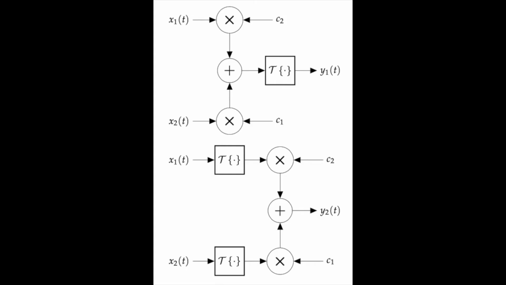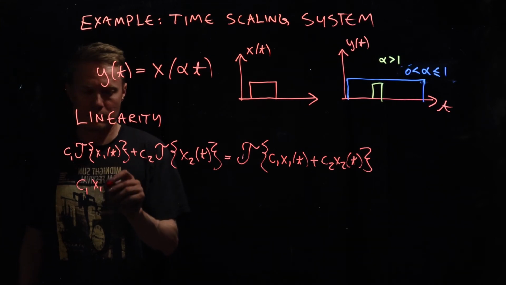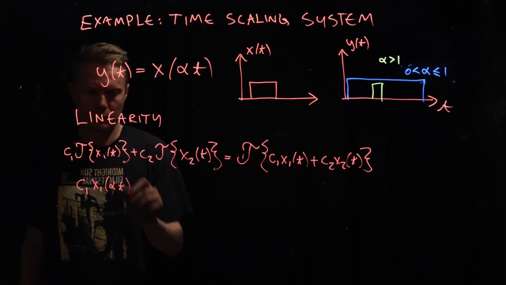Here's the test of linearity in diagram form. Essentially this means that the top diagram and the bottom diagram need to be equivalent. For any values of x1, x2, c1 and c2, the output y1 needs to be equal to y2 for the system to be linear. In order for the system to be linear, the left hand side needs to be equivalent to the right hand side.